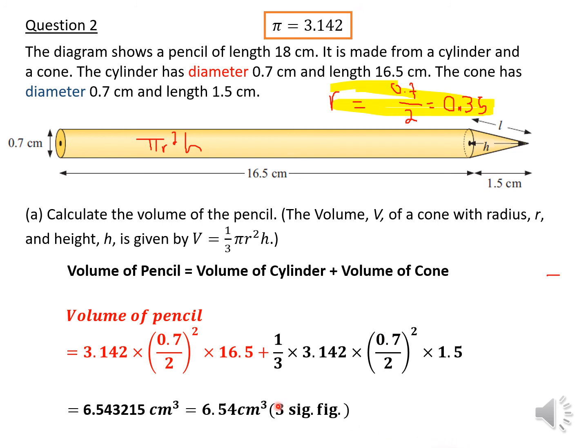All right, so the volume of one pencil is about 6.54 cubic centimeters. Obviously this is given corrected to 3 significant figures. When you use a calculator, you might get a few different digits here, but ultimately when you round it to 3 significant figures, remember, significant figure starts from the first non-zero digit, so it's 6.54. That 3 cannot change that 4, right? So it's 6.54 cubic centimeters. That is the volume of one pencil. Very important.